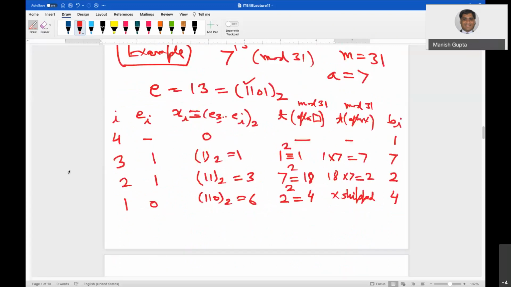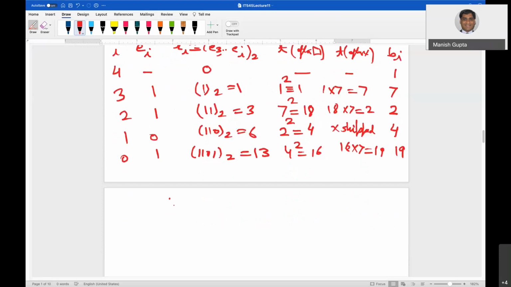Next we go to i is equal to 0 loop. ei is 1 now. So this is 1101 base 2, which is 13. So 4 square is 16 modulo 31, and 16 into 7 is 19. So bi is finally 19. Therefore, 7 raised to power 13 is equal to 19 modulo 31.